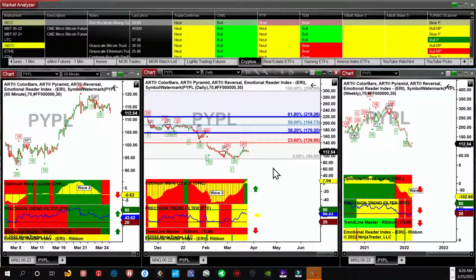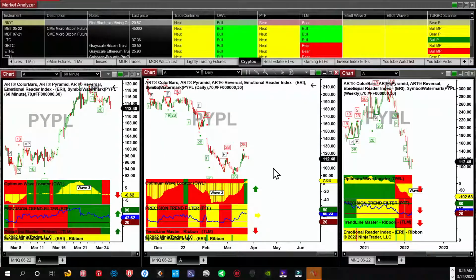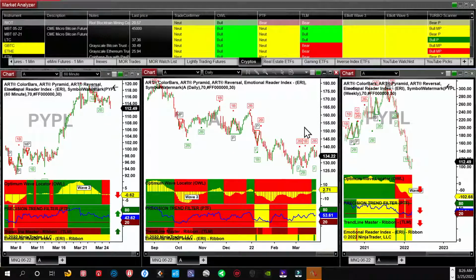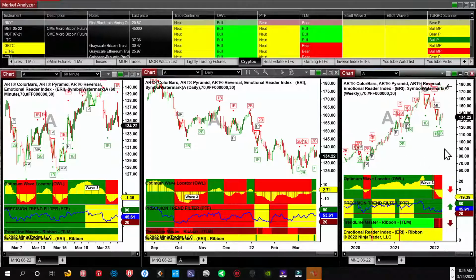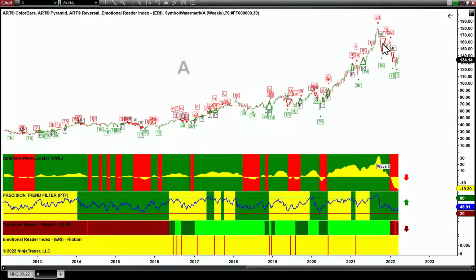Great. All right, let's take a look for white line on Agilent, and that's stock symbol A. All right, so let's open up the weekly chart first. I think that's easier for everybody to see. Notice here, okay, we've got a situation where we had a wave 3, and the owl's helping us tell us that. Wave 4s have to have a red, and we have that below.